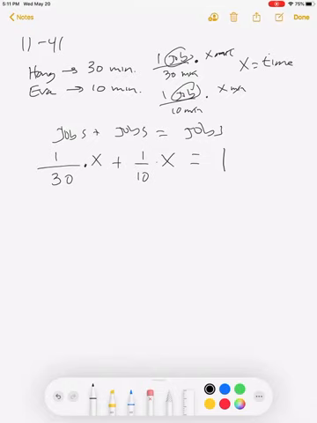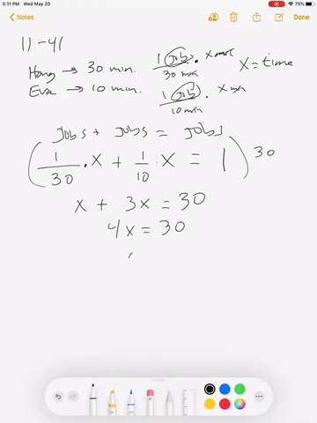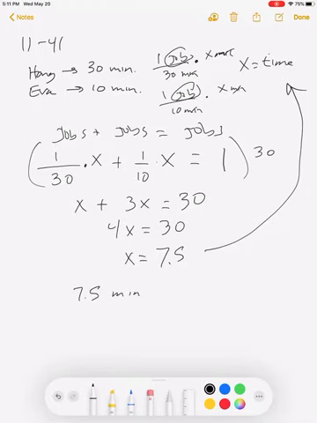Well, now this is where the review comes in. You've learned how to solve equations like this. You could combine like terms. I would like to just do the fraction buster method. So multiply everything by 30. That means X plus, we're left with the 3 there when the 30 over the 10. And that's 30. So we get 4x equals 30. And so we get x equals 7.5. 7.5 was time. So it took 7.5 minutes together.